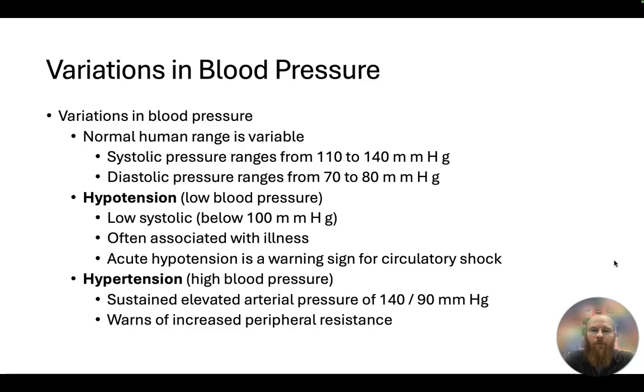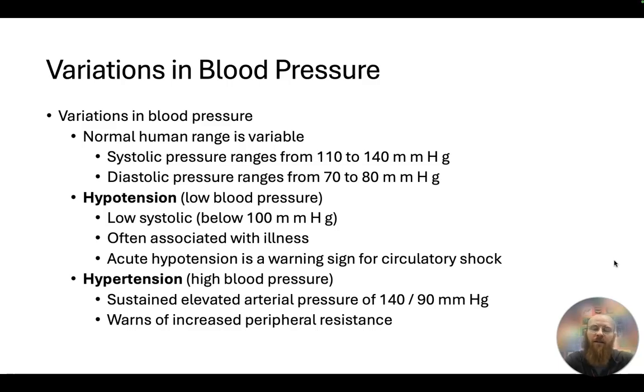Now, if your blood pressure is reading low, this is often referring to your systolic. So we call this hypo or below normal tension. So hypotension is just any systolic measure that's below 100. Often associated with illness, acute hypotension is often a warning sign for circulatory shock. This is saying basically that your heart might not be pumping well enough or strongly enough.